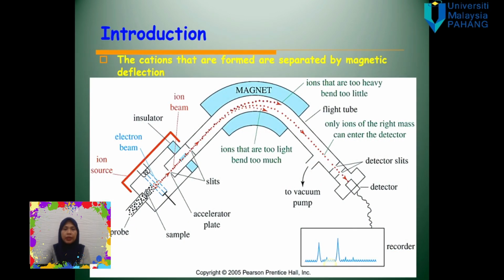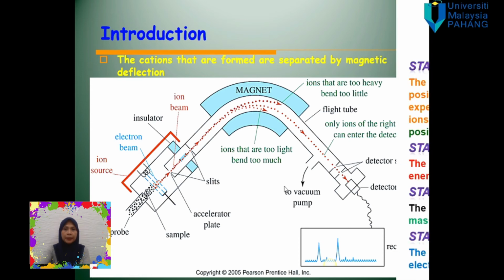Now we move to the process of what happens inside the mass spectrometer. As I mentioned just now, the neutral molecules must be ionized first to form the ion, and this ion will be accelerated through the tubing in the mass spectrometer. After they pass through the magnet, they will be deflected and separated based on the mass of the ion. The ions that are too heavy will bend too little, and the ions with the right mass can enter the detector, and the detector will detect the cations formed with different masses, giving different peaks and fragmentation peaks.